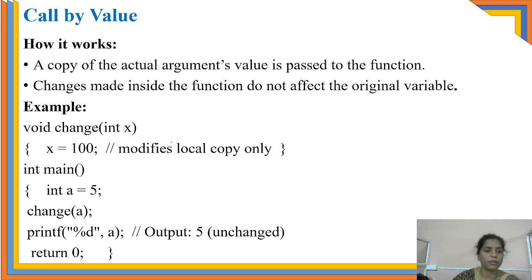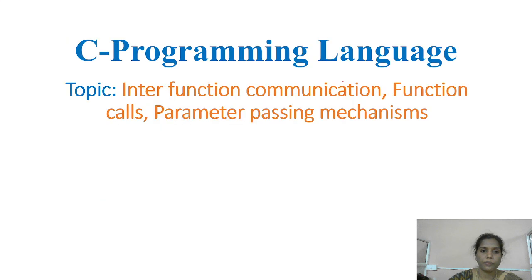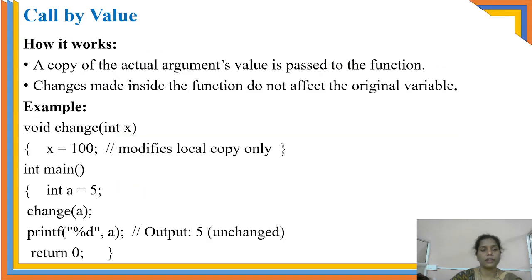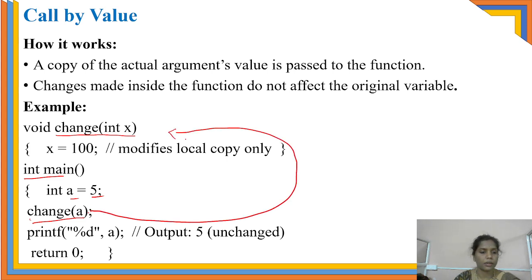What is meant by call by value? In this example, we have sent a, b values from the main function to the add function, right? This is called call by value. See here, let's take one example. In main, they have declared int a as 5 and called change of a. By calling this function, it will go here.